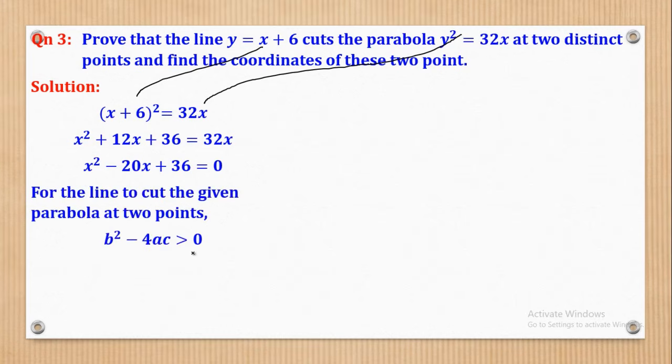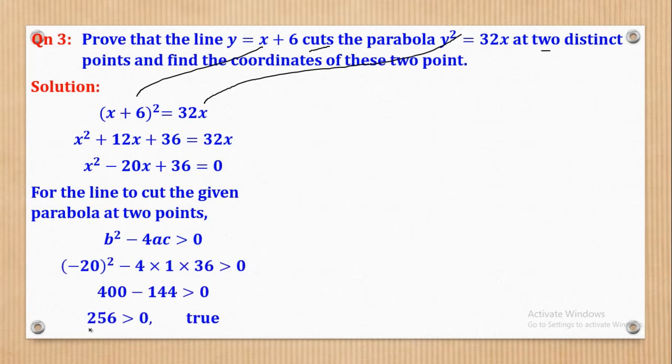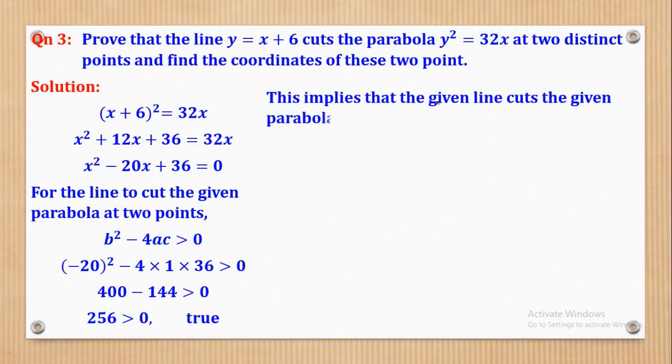The discriminant must be greater than 0 for it to cut at 2 distinct points. So substitute for a, b, and c, then simplify, and I'll come up with this. Therefore this is greater than this. The question is, is it true? Yes, it is true. And because it is true, you can conclude that the line cuts the parabola at 2 distinct points.